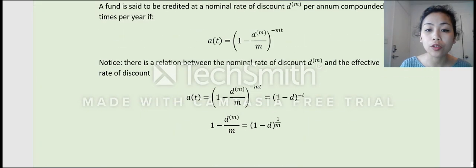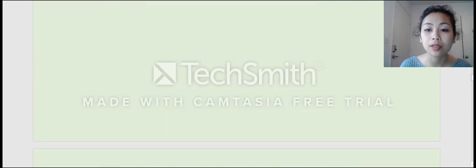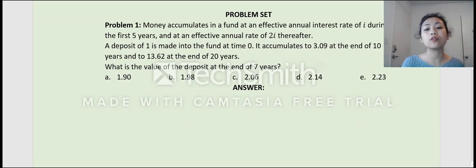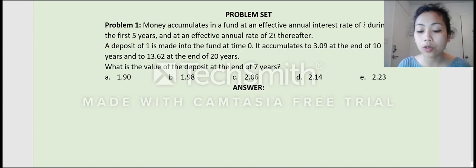Now we are going over some assignments. Today we have gone over the accumulation function, effective rate of interest, effective rate of discount, nominal rate of interest, nominal rate of discount, force of interest, how to compute accumulated value, how to compute present value, and how to evaluate value invested at different times. Now we are going to work on some problems.